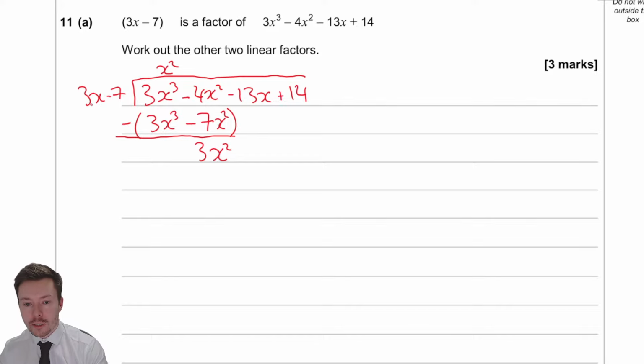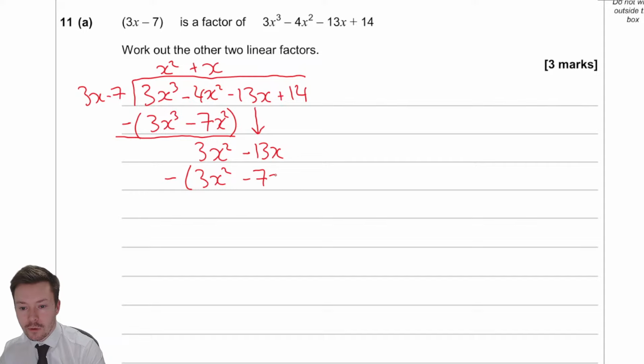We're then going to do 3x squared divided by the first term in our factor again. So 3x squared divided by 3x is x. And then we're going to bring this minus 13x down. And then we're going to subtract x times 3x, 3x squared. X times minus 7 is minus 7x. Okay, line underneath, we're going to subtract.